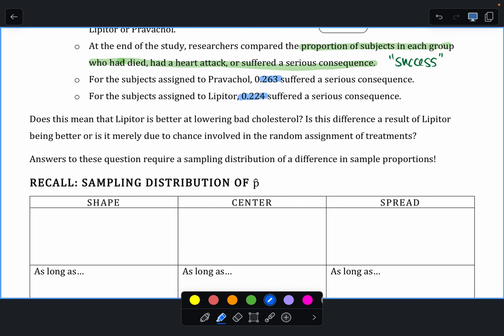Not every single person collected the exact same sample every single time. Because of that, I can't just look at these two proportions and say that's going to happen every single time. So what we do is calculate a probability. We try to see how likely it is for this difference to occur. The end goal is seeing: is it merely due to chance, or is it a result of the drug?